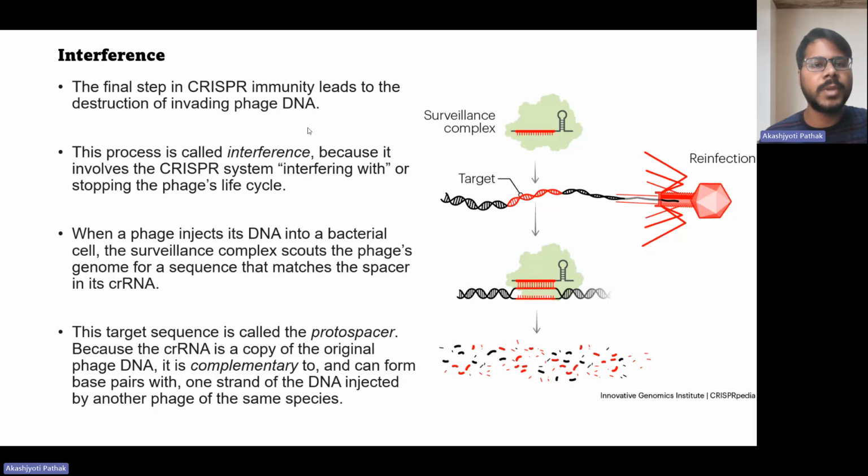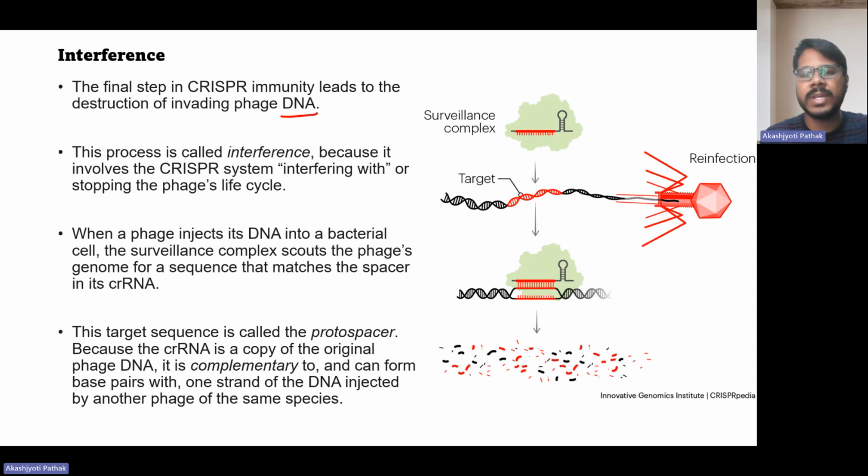Okay, so what will be the final step in CRISPR immunity? Once this Cas9 or Cas protein and this RNA have formed a complex, which is called the Cas RNA complex, the next step will be destruction of the invading phage DNA. So how does it destroy the invading phage DNA?